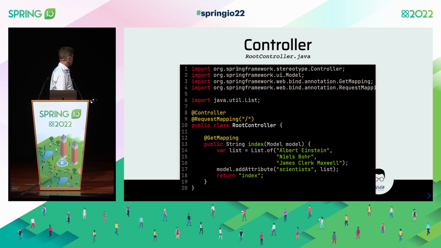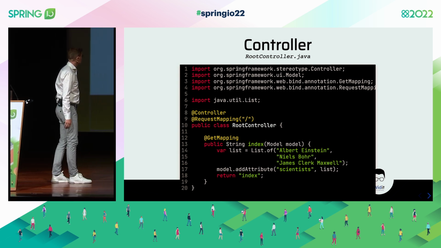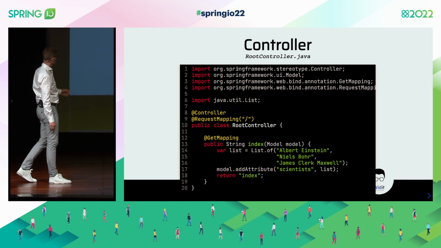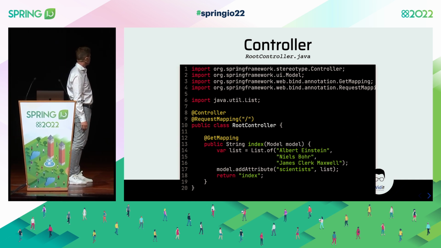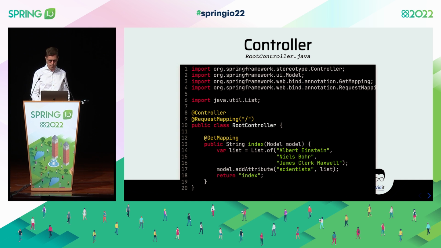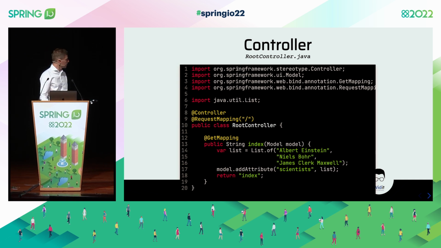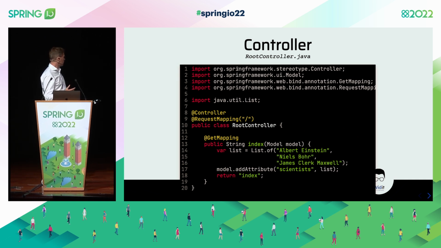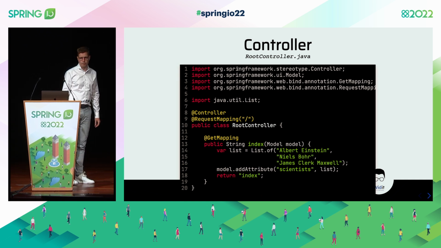Now we'll look into more detail at how this looks in code. So this is a standard Spring controller, as you can see by the @Controller annotation on line 8 and the @RequestMapping on line 9. We have in this class one method, the index method, which is annotated with @GetMapping. So this indicates that if there is a GET request to this application on the root URL, Spring will end up inside this method. In this method, we build up a simple list of 3 names, and we put that list under the key scientists. And then on line 18, we return index, which indicates that we want to use the index.html Thymeleaf template to render this.